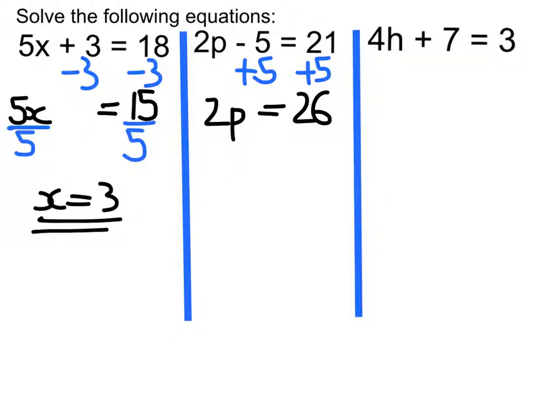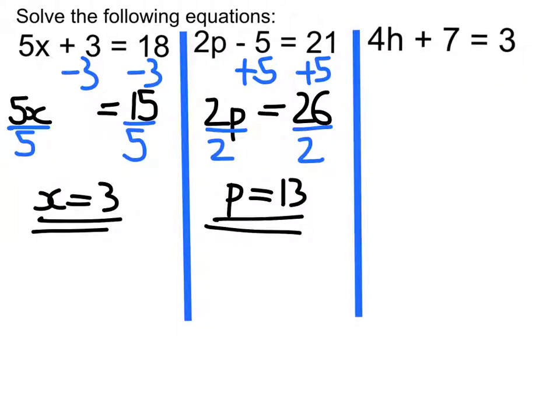Now I've got 2p, I want just the p on its own, so it's 2 times p, so the opposite of that is divide. So I'm going to divide by 2, remember to do it to both sides. And 2p divided by 2 is p, and 26 divided by 2 is 13. So my answer is p is equal to 13.